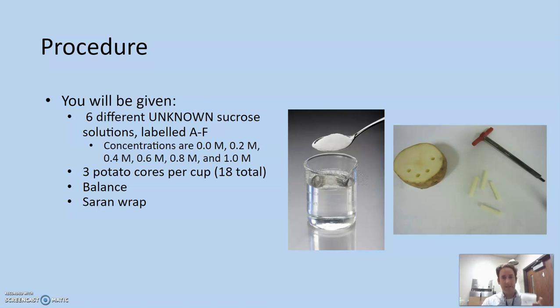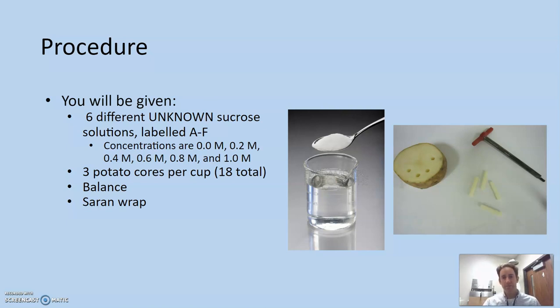You're going to place each of those 6 solutions into a different cup. Notice the cups are labeled A, B, C, D, etc. So your group is going to have its own set of cups, each of which has a solution. The trick is you don't know what A through F is in terms of what the actual concentration is. That's part of your task. You are then going to be given 3 potato cores per cup. So that's 18 total, 6 cups times 3 cores per cup.